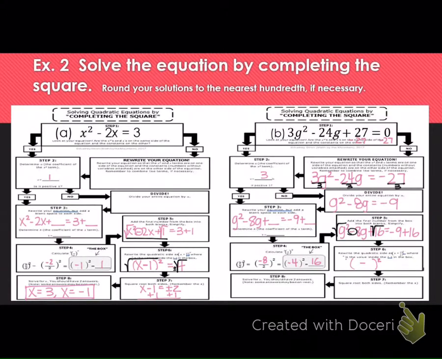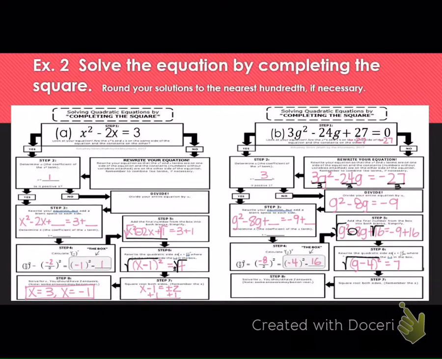4. Okay, so the first term is G minus 4. All right, so G minus 4 squared equals, what is negative 9 plus 16? 5. Try again. It is 7. Negative 9 plus 16 is a positive 7. Now, step number 7 says to square root both sides.